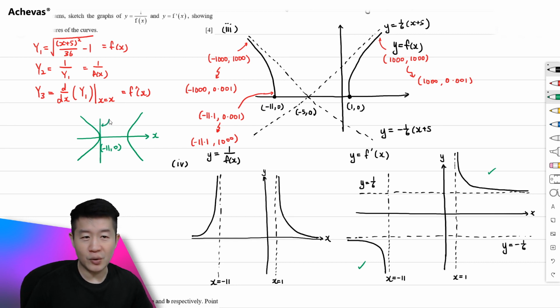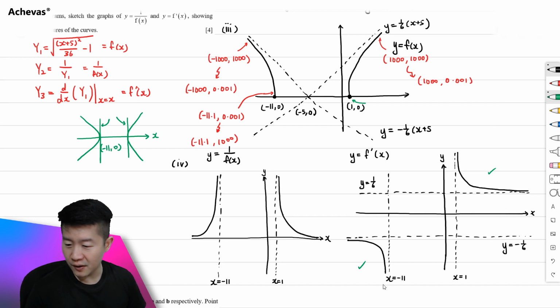So what is the gradient of this tangent? The gradient of this tangent is undefined because it is a vertical line. So if the gradient is undefined, that tells me that f prime x should be undefined. It goes for here, it also goes for this. It is a vertical line, so the gradient is undefined. The same for here. That's why here, at this point 1, I'm also going to be getting a vertical asymptote.